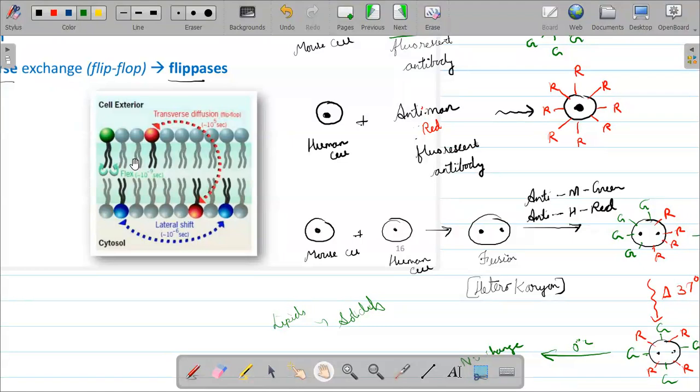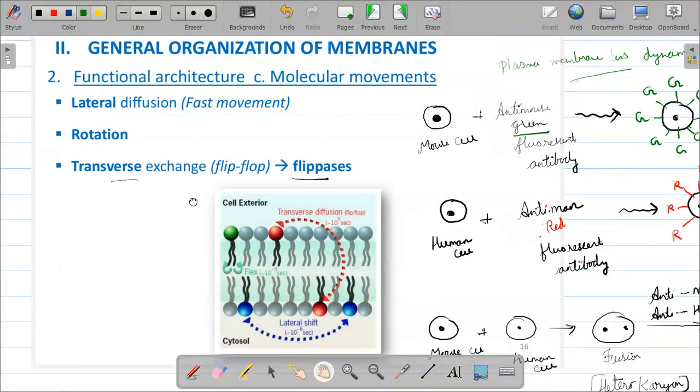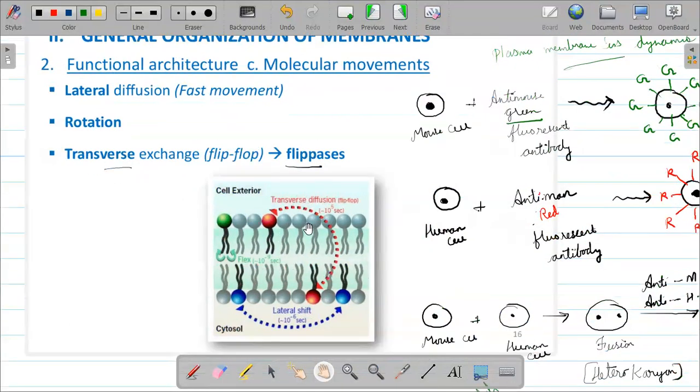Done, sir. So are you able to understand this? Lateral diffusion or transverse movement? The fast movement of the molecules occurs because of the lipid nature, not because of the protein nature.